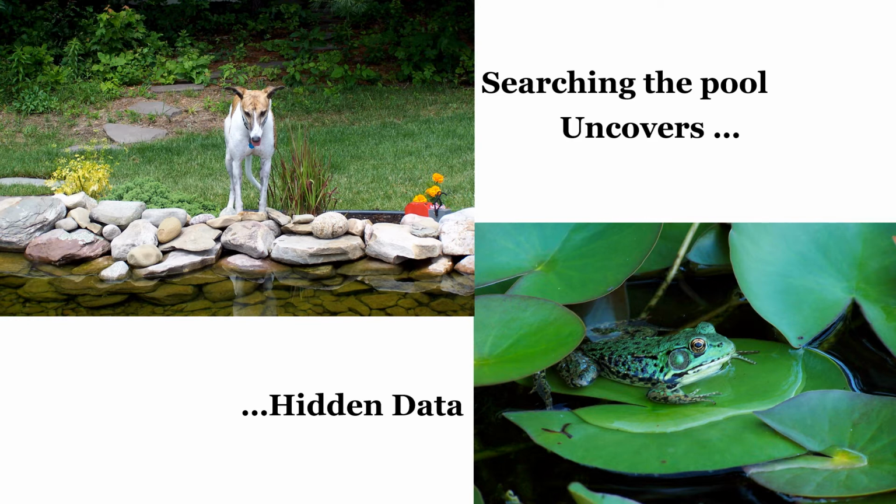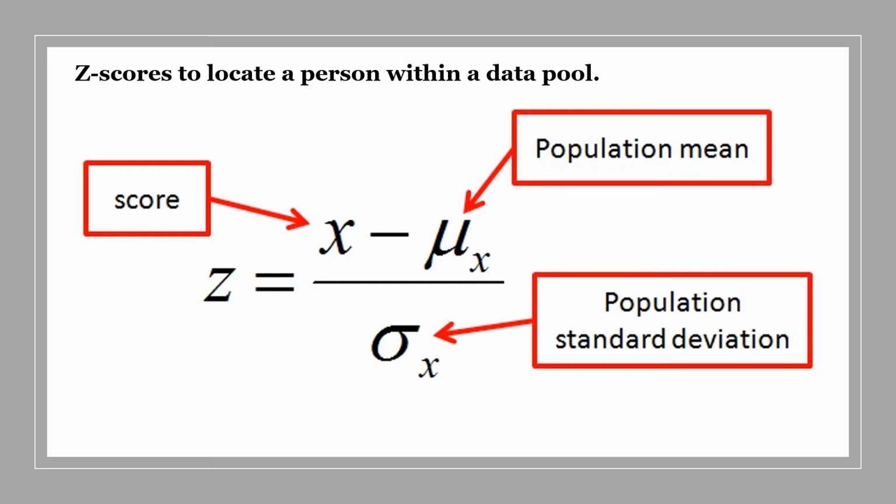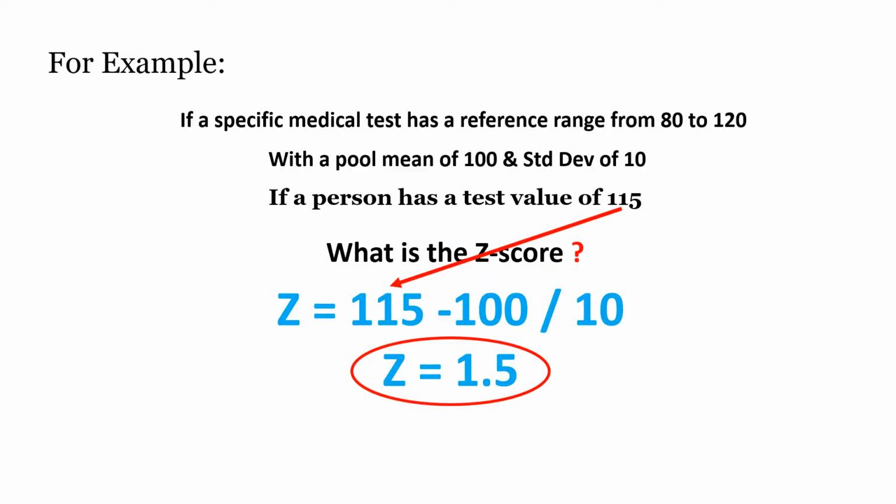In medical studies, to focus on specific individuals, we use z-scores. A z-score for any individual is calculated by subtracting the population mean from that individual's test result and then dividing that number by the population standard deviation. This example illustrates a z-score for a blood test with a normal range of 80 to 120.